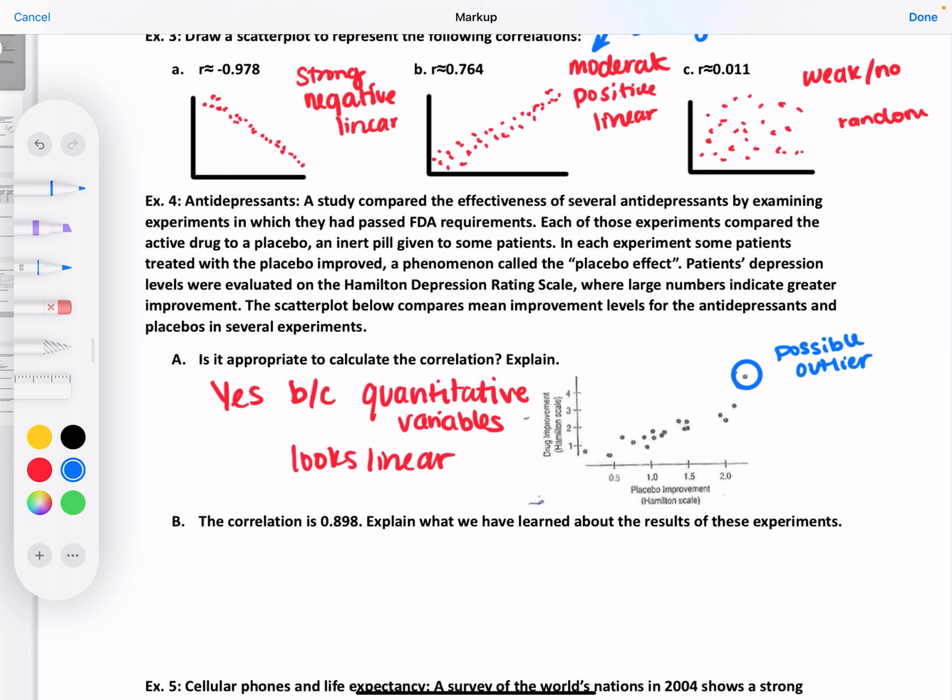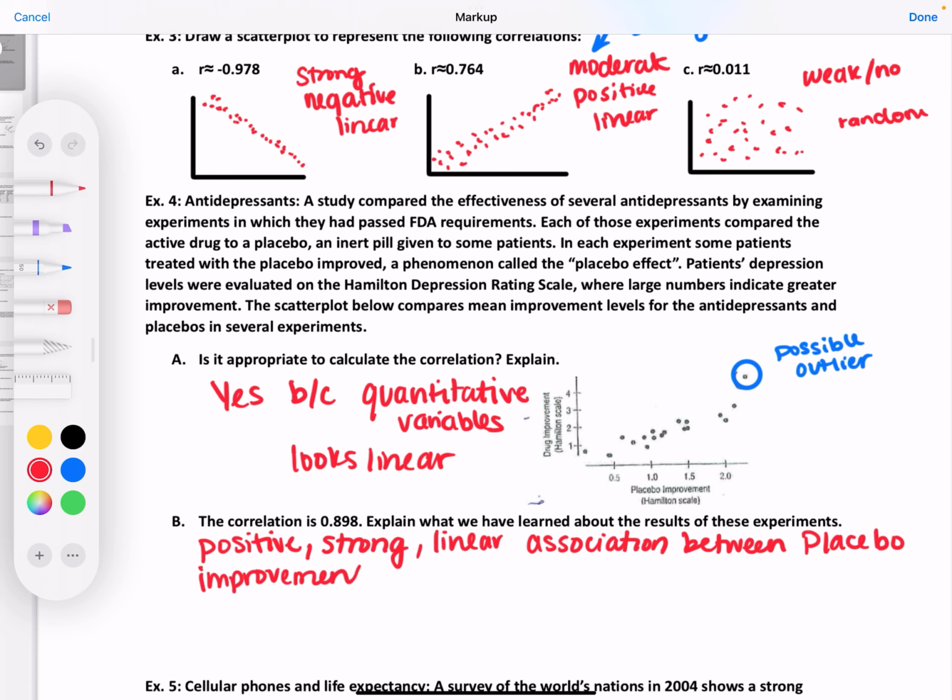So the correlation is 0.898. Explain what we have learned about the results of this experiment. So what does that correlation tell you? That it's positive. What would we classify this as? Strong. So positive, strong, linear association between placebo improvement and drug improvement.